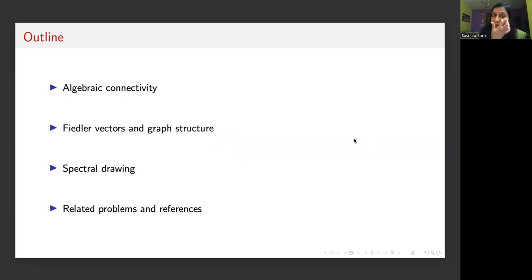So the outline of the talk would be algebraic connectivity and certain properties, and then I'll go to Fiedler vectors and how they are related to graph structure. As an application, I'll talk about spectral drawing, and then we'll discuss some related problems.